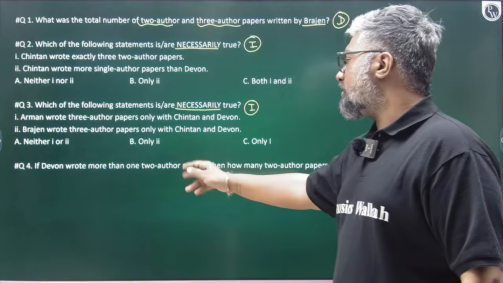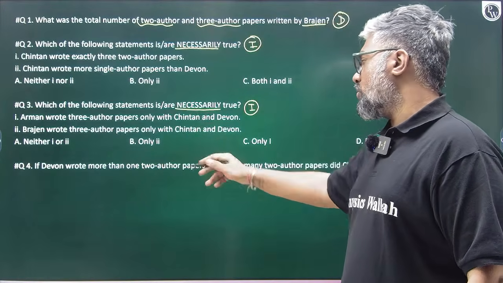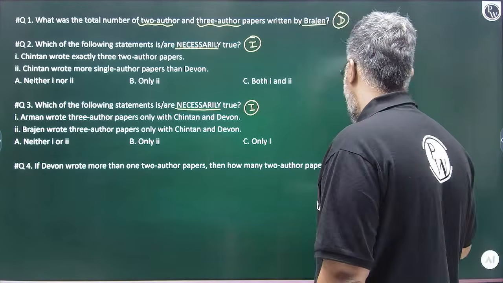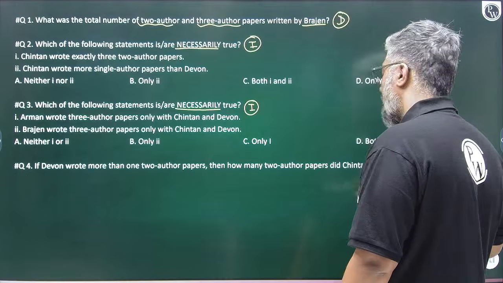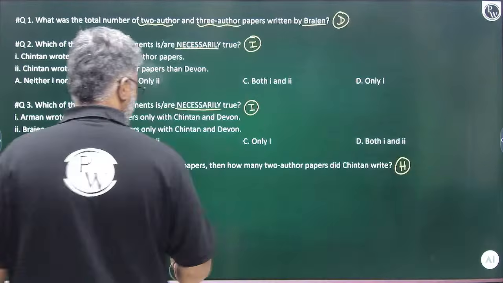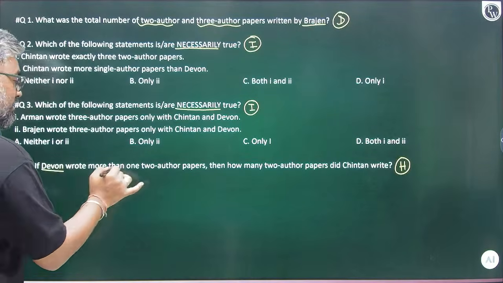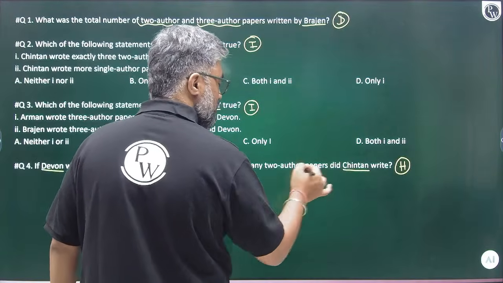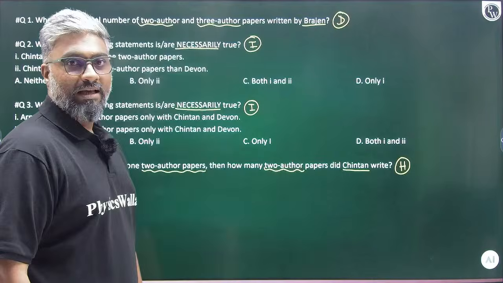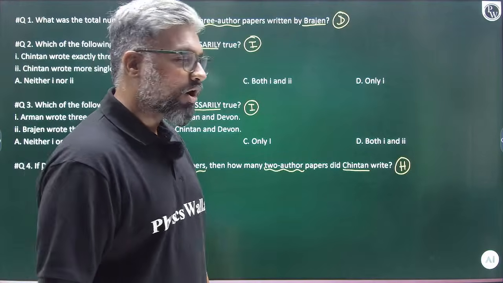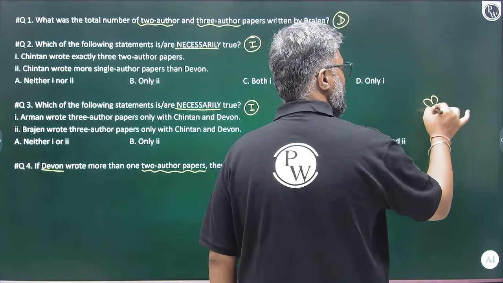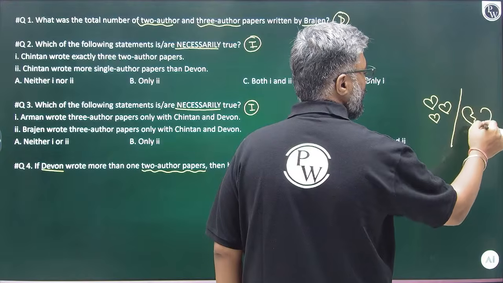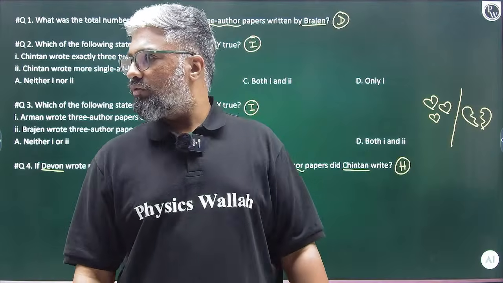If Devon wrote more than 2 author papers, then how many 2 author papers did Chintan write? This means there is what? Hypothetical here. And what information is shaky? Devon's 2 author papers is shaky and Chintan's 2 author papers is shaky. So can we get a complete bay? Maybe not. We would get multiple bays here, right? Or we might get an incomplete bay here. Clear? Good to go? So far good?